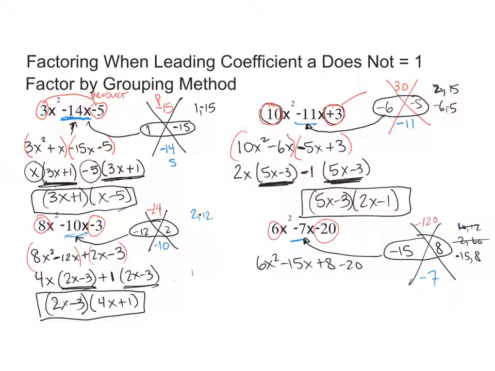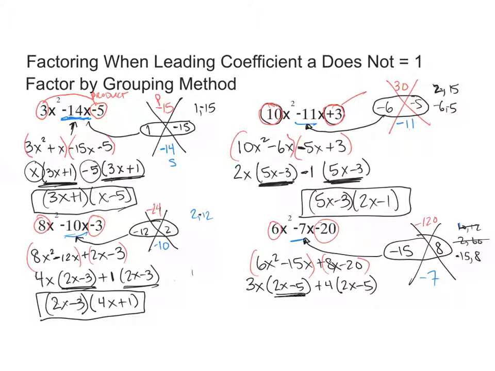And let's group the first two together. Let's group the last two together. Oops, I need an x here. Forgot to write my x in. And let's see what we can factor out. On this first one, I can factor out a 3x, and I'm left with 2x minus 5. On the next one, I can factor out a 4, and I'm left with that 2x minus 5.